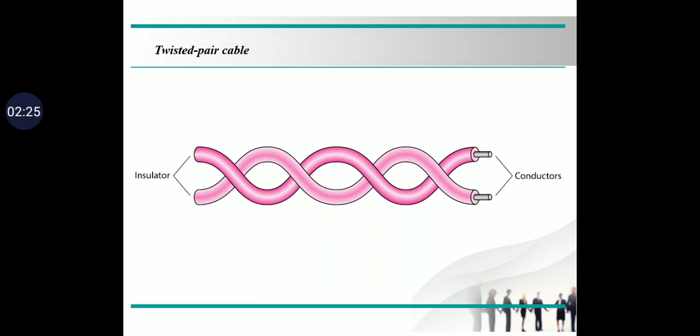The first one is twisted pair cable. Here we have two cables in the form of a twisted pattern. Outside we have the insulator, and inside that we have the conductor. The twisting is done in order to avoid interference in the data transmission.